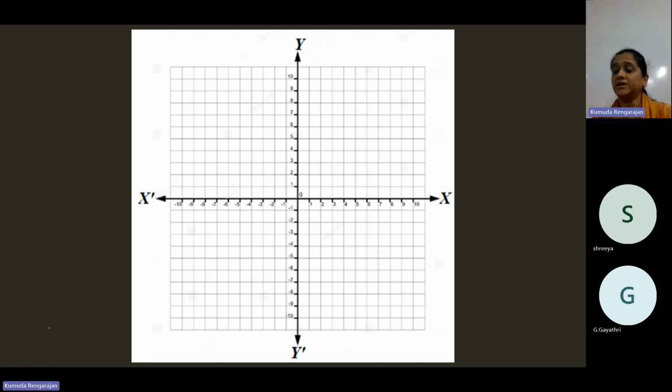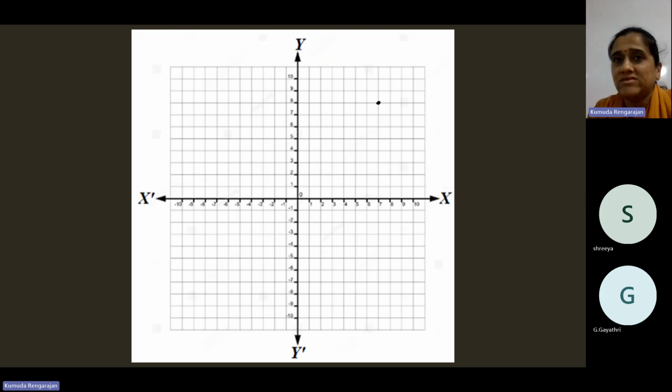So before we start with this presentation, let's just recall how to find the address of a point in the Cartesian plane. How do we write the address of a point lying in the Cartesian plane? Supposing there's a point here in the Cartesian plane, we know that the address is given by an ordered pair.